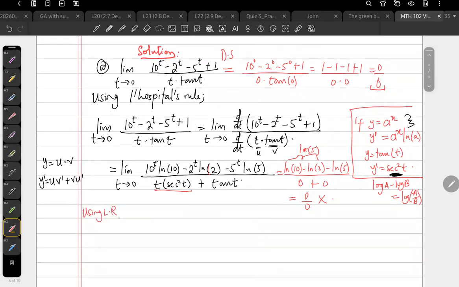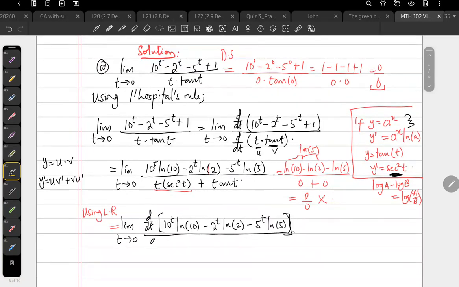Using L'Hopital's rule again, this will be the limit as t approaches 0 of the derivative of the numerator, 10 to the power of t natural log of 10 minus 2 to the power of t natural log of 2 minus 5 to the power of t natural log of 5, all over the derivative of t times sec squared t plus tan t.